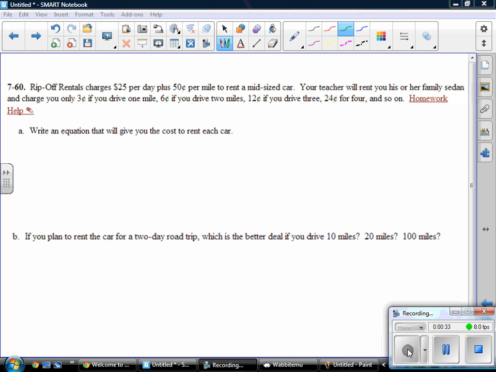So an equation for the Rip-Off Rentals and an equation for your teacher's car. So let's just compare the two equations first. Rip-Off Rentals, they are giving me a flat rate of $25 per day plus an additional charge of a constant 50 cents for every mile I go. So this one is going to be linear.